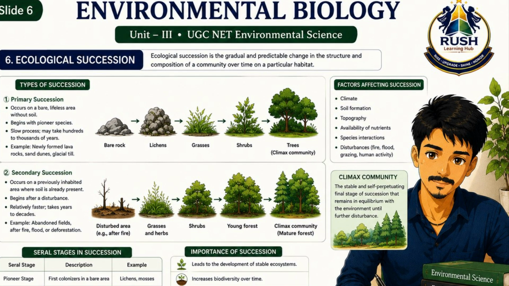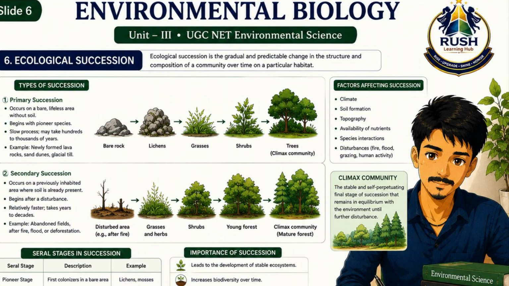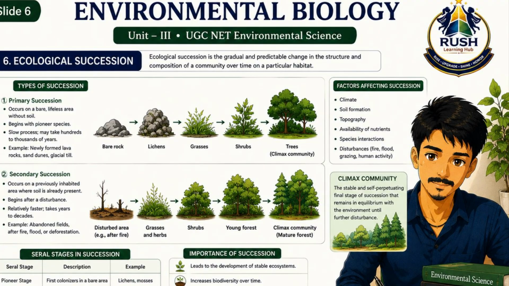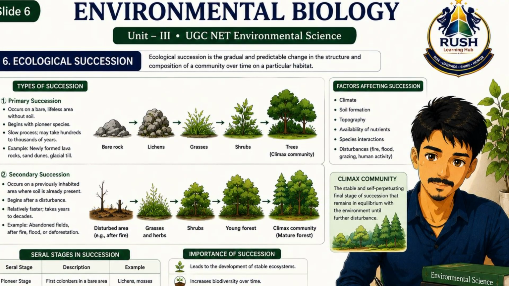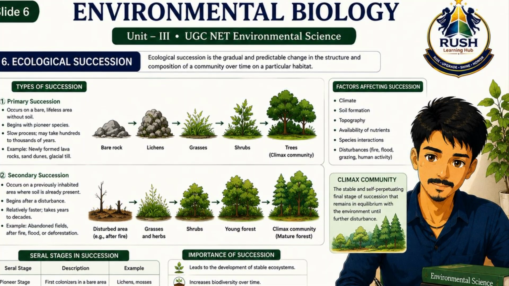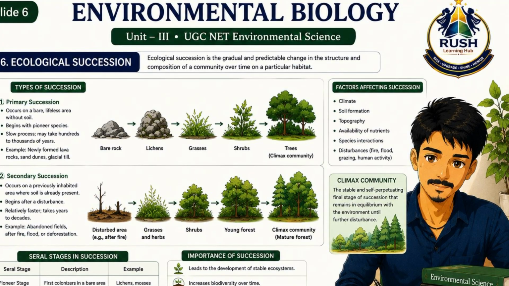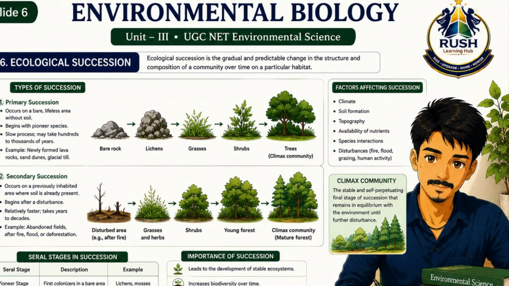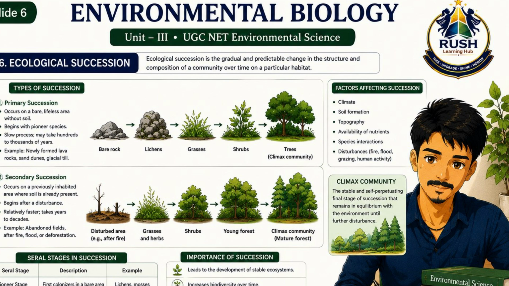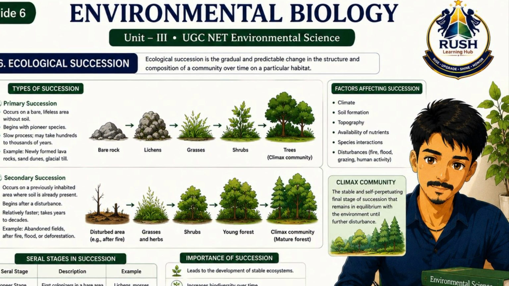Ecological succession is a dynamic process through which ecosystems recover from disturbances and gradually attain ecological stability. Broadly, ecological succession is classified into two major types: primary succession and secondary succession. Primary succession begins in an area that is completely barren and devoid of soil and living organisms. Such habitats include newly formed volcanic rocks, lava flows, sand dunes, and glacial deposits. The first organisms to colonize these areas are known as pioneer species.